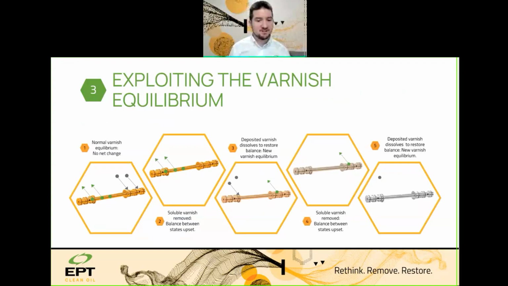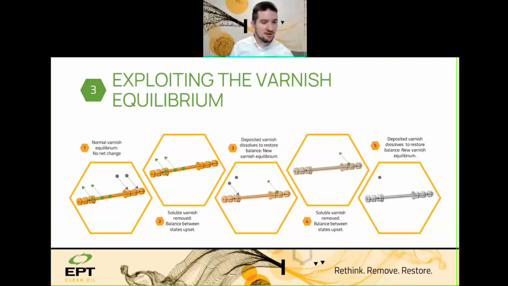So we have this kind of cartooned out for you here, just to demonstrate how soluble varnish removal really is the only one that truly exploits the varnish equilibrium to clean varnish in both its forms. So on the far left, under number 1 there, we have a servo valve spool. It's kind of coated with golden varnish.